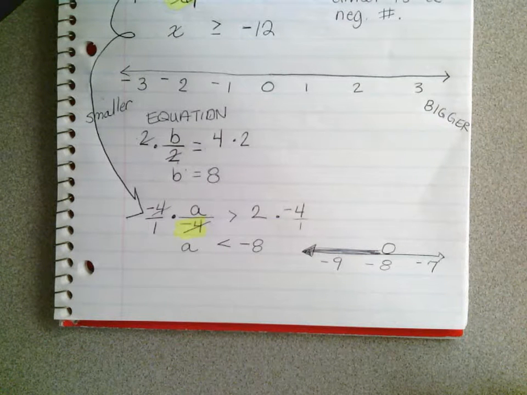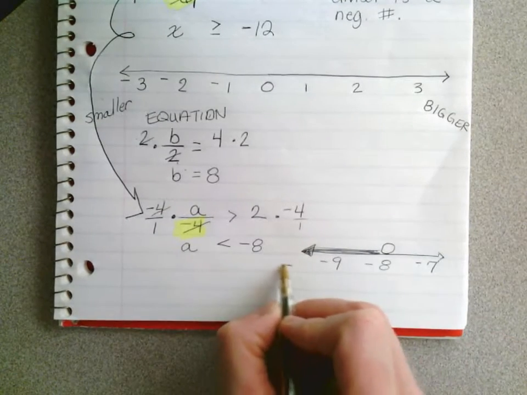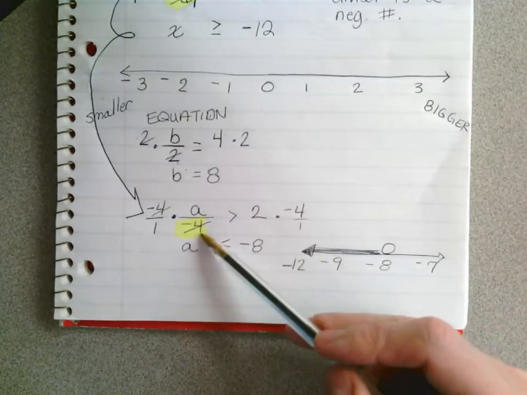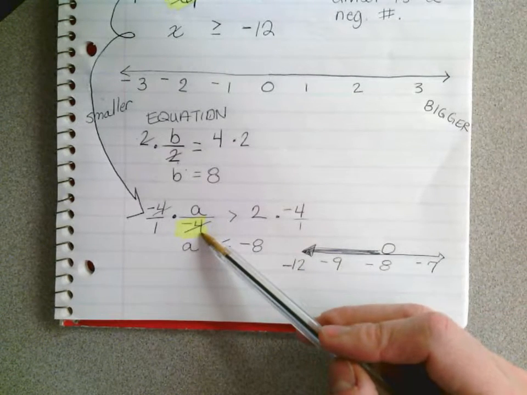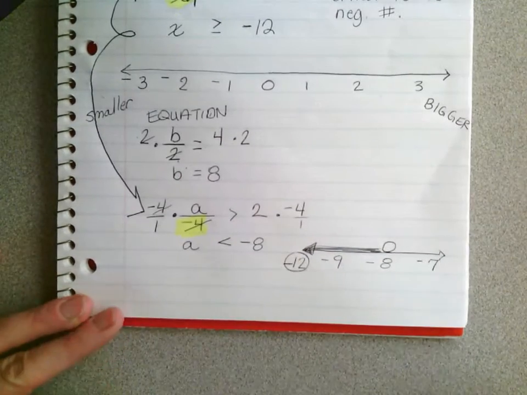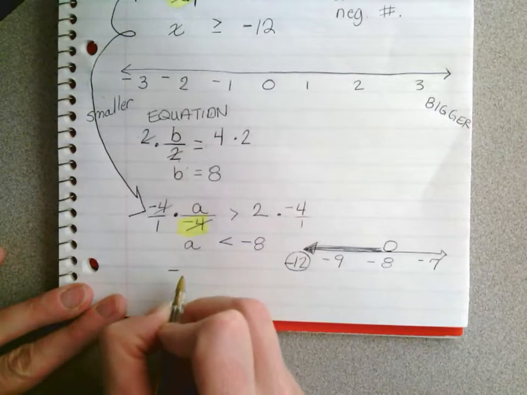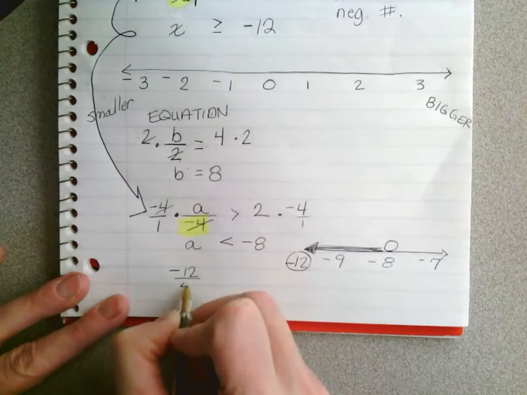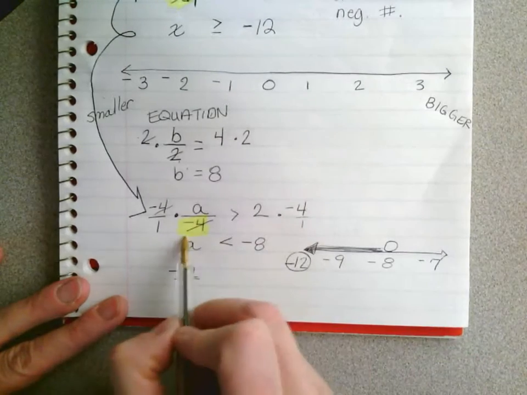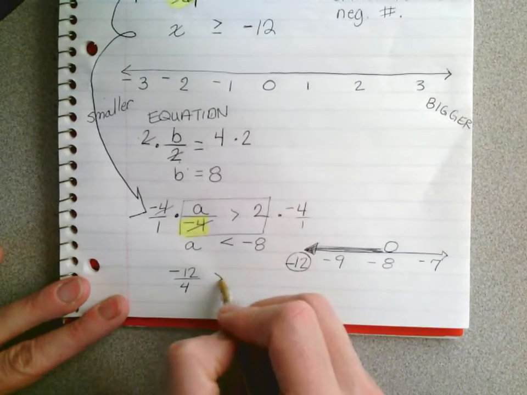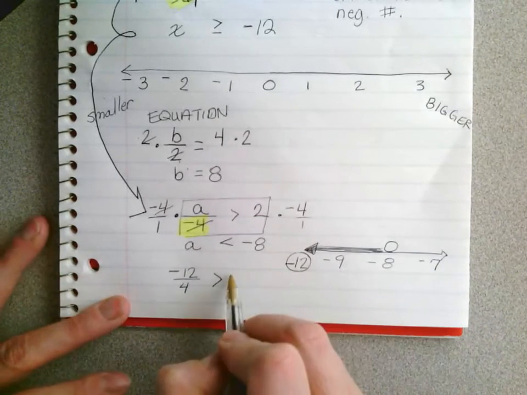To test it, I'm going to test negative 12. That's down this way. And negative 12 is divisible evenly by negative 4, so that'll be easy for me to do. So I'm going to test this number. In place of A, I am going to put negative 12. I'm going to divide it by negative 4. And I'm testing it within the original inequality. Is the result greater than 2?